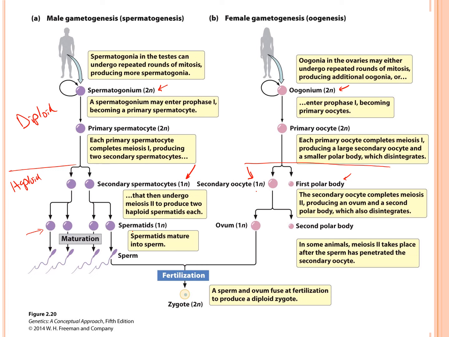Once we enter meiosis 2, the secondary oocyte will divide again, and we'll see the same pattern. There will be 1 ovum, and there will be a second polar body that is degraded. So for females, starting with a single oogonium that is diploid, will produce one haploid ovum. And that's what I'm meaning about the quantity versus quality difference between males and females.